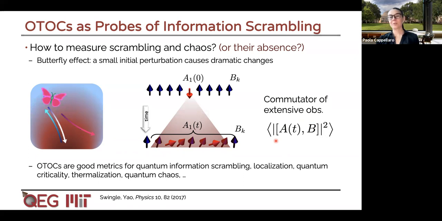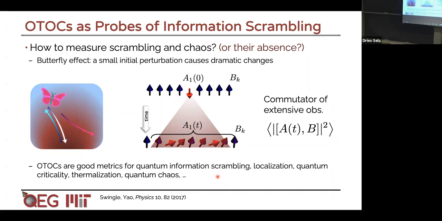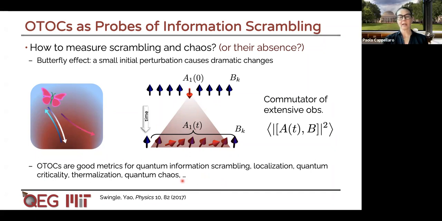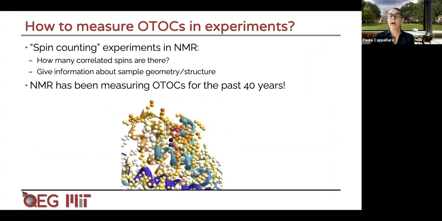Okay, so we can look at the extensive observable, and they will give basically the same type of picture as the local observable, because they're just a sum of local observables. And this is something that we can have a handle on in NMR, where everything is sort of collective. We don't have access to individual spins. So these OTOCs are then a good metric of quantum information scrambling. And conversely, when information scrambling is not happening because we have localization or criticality, thermalization, we can also evaluate these types of things. So how do we measure them?